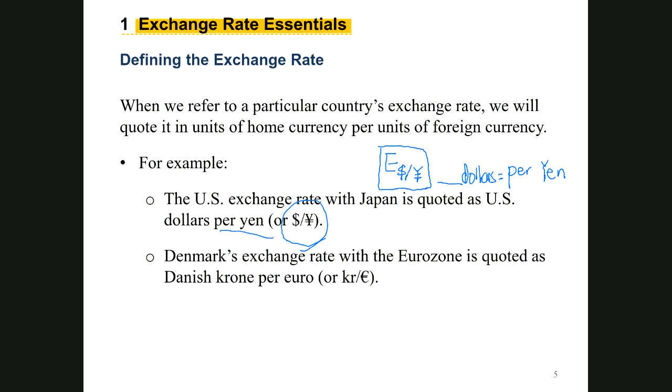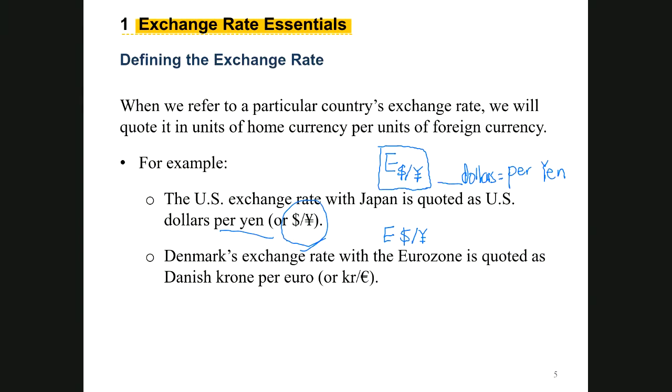So we use this as a representation, right? Which country you are in and which country is the home country is a very important thing that you have to decide when you talk about the exchange rate. For example, the second example here, Denmark's exchange rate with the euro, the European Union, Eurozone, they have the common currency. It's quoted as Danish krone per euro.